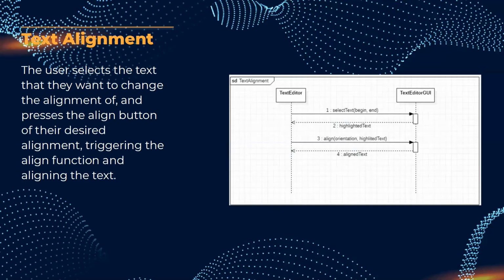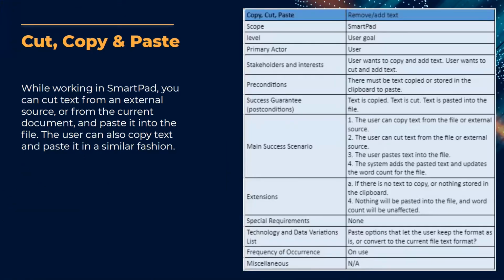On the right-hand side, we have the sequence diagram for the text alignment feature. The user selects the text that they want to change the alignment of, and they press the alignment button of their desired alignment, triggering the alignment function and aligning the text. Now I'm going to pass it on to Ellis.